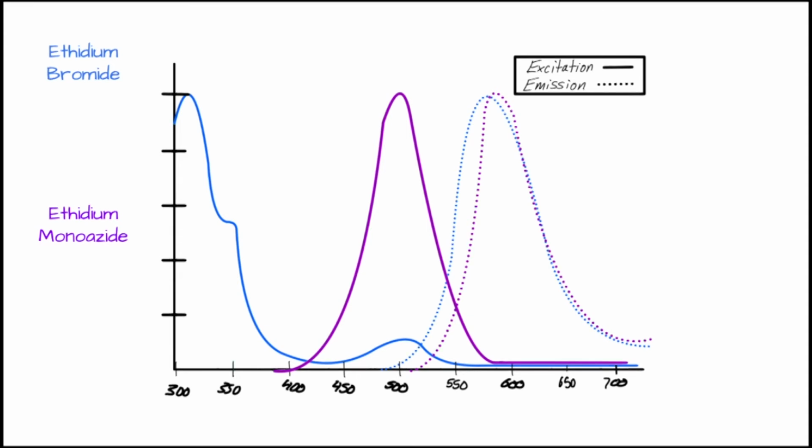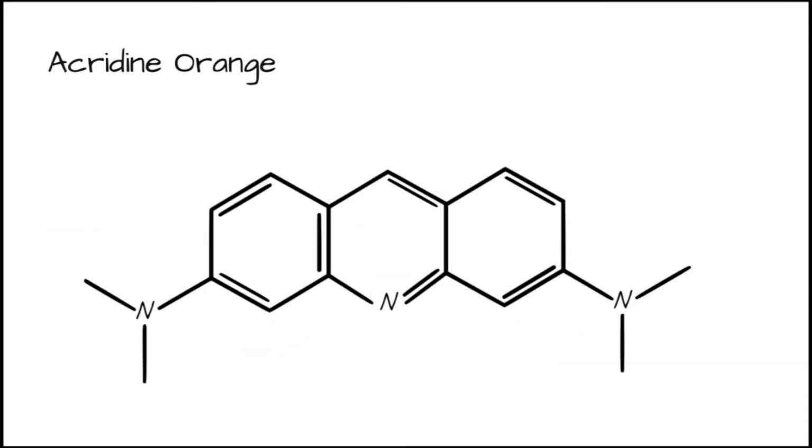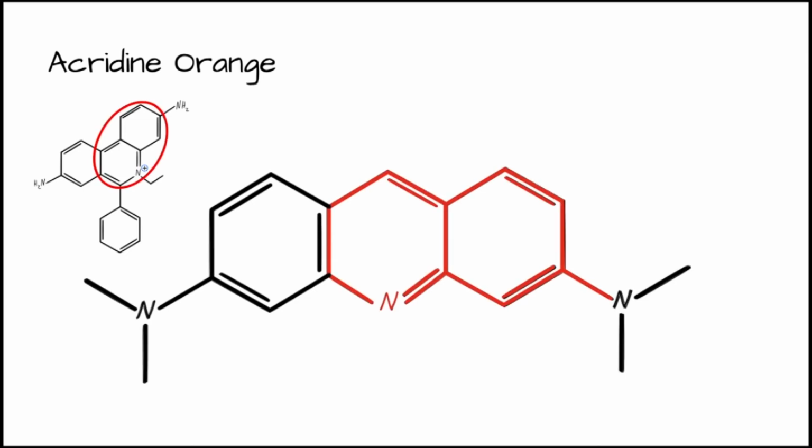A similar dye from a different family is acridine orange. This family of dyes is still very structurally similar to Ethidium bromide. Note the 3 fused aromatic rings at the core, particularly the presence of quinoline. Unlike the other dyes we've discussed, acridine orange is permeable to living cells.